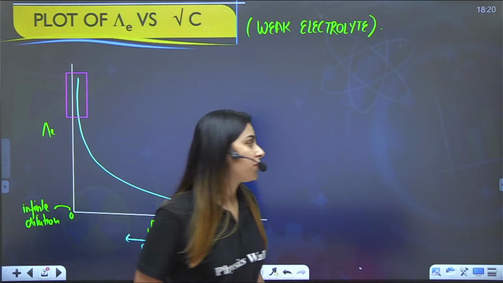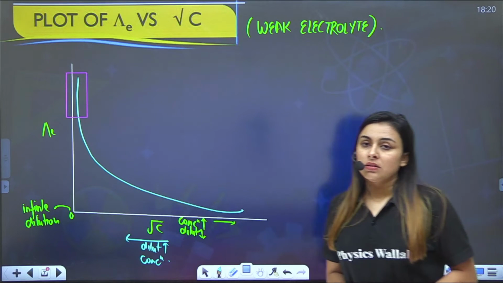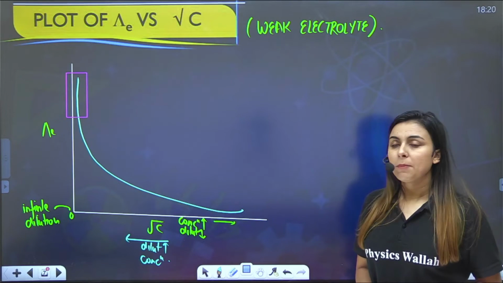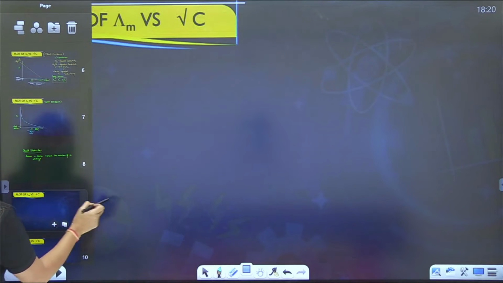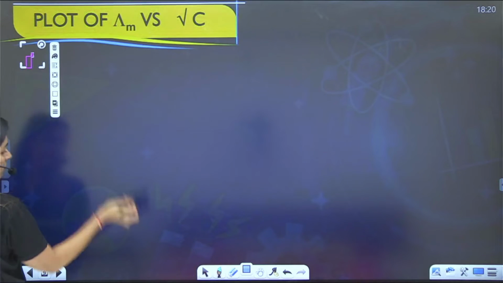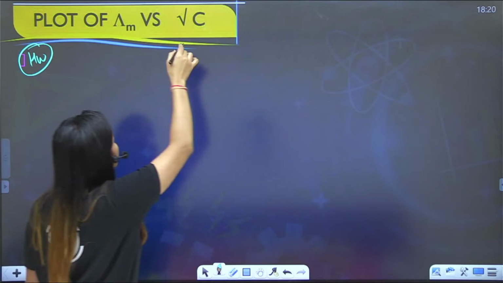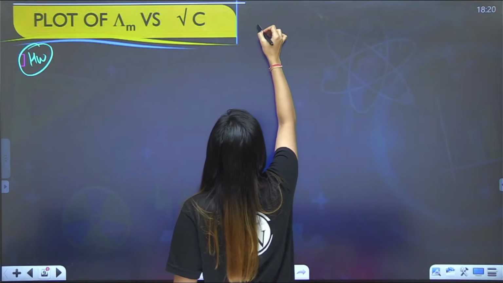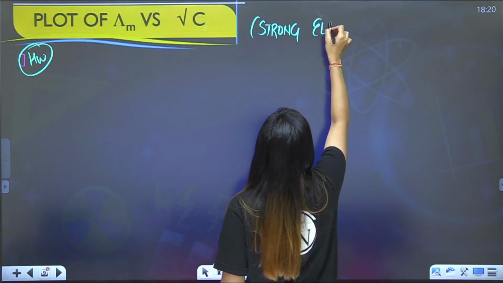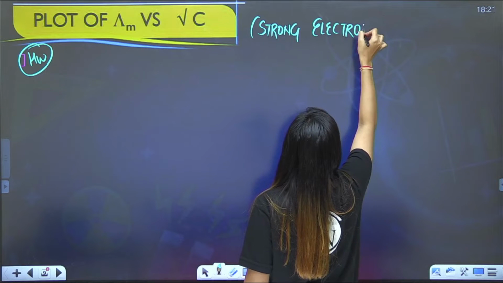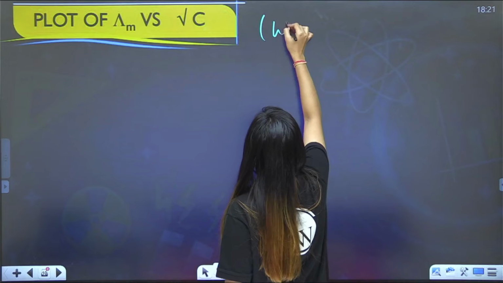So if you want to write it, just write it, my dear students. I hope you have written it. You have paused the video, you've written it. So now, this is your homework. You have to plot the graph for molar conductivity versus concentration for strong electrolyte. It will be exactly the same as equivalent. Just draw it so that it will be revised. And same for weak electrolyte.